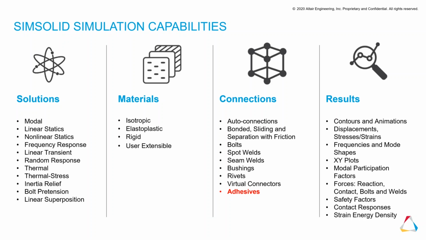Materials, it's primarily an isotropic system. We have an elastic-plastic model for our nonlinear material, but think of it really as isotropic materials. The parts can be rigid, and there is a material library, but of course you can extend that as required.